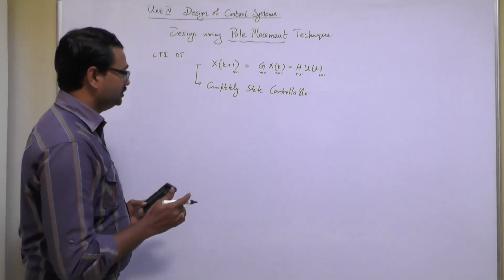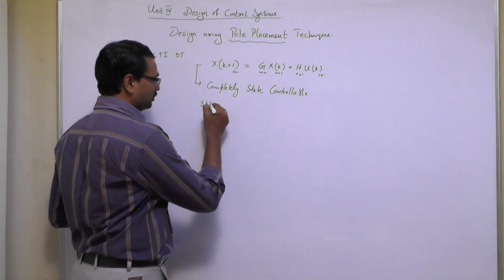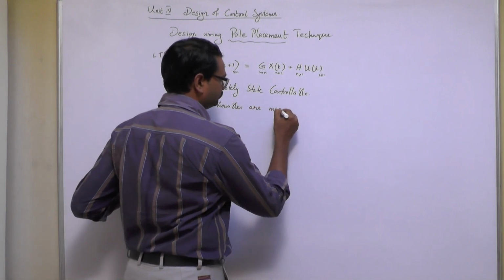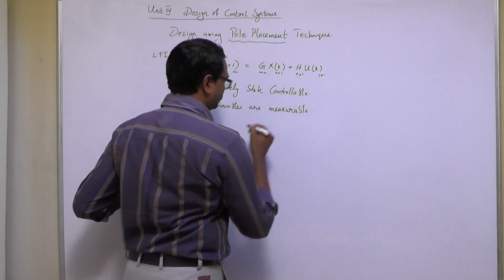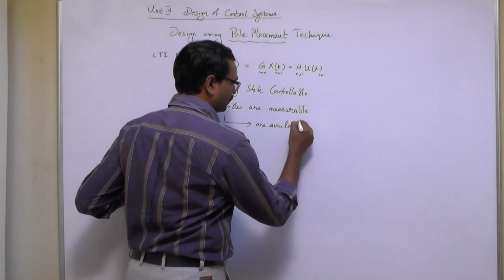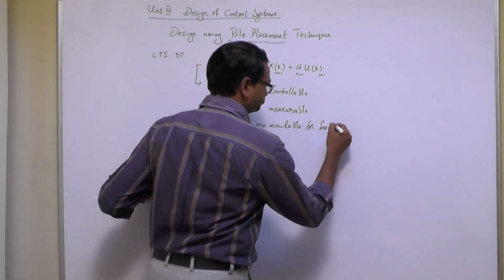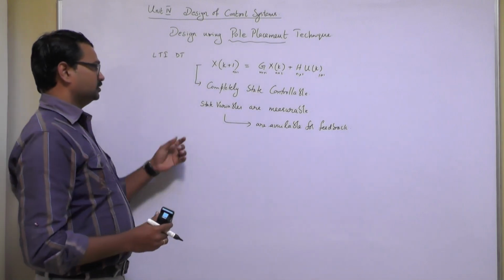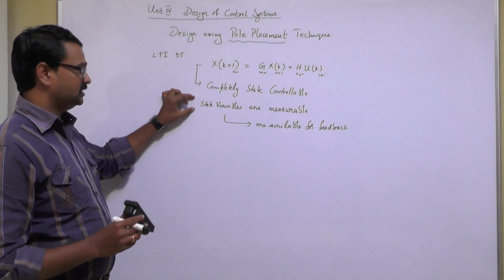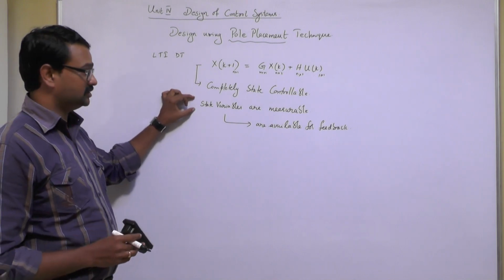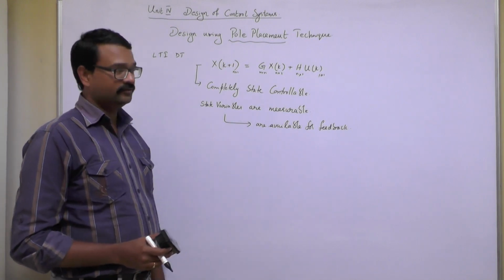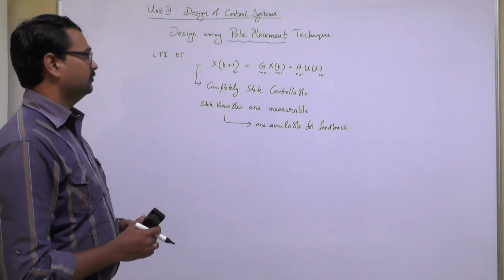What does that mean? It means that all the state variables are measurable and available for feedback. When this system is completely state controllable, all the state variables are measurable. No state variable is non-measurable, and they are available for feedback. Feedback can be easily considered here.